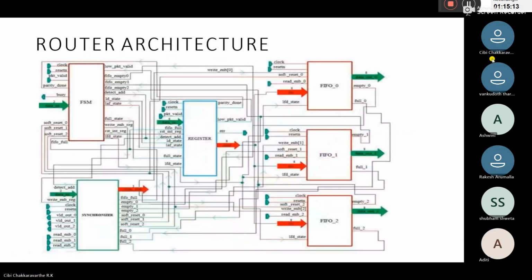So this write enable, sorry, this write enable is going to the synchronizer. The synchronizer will receive this write enable from the FSM. So based on that, it will move to the register and further process will happen.